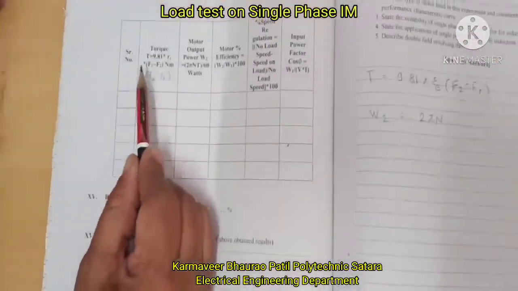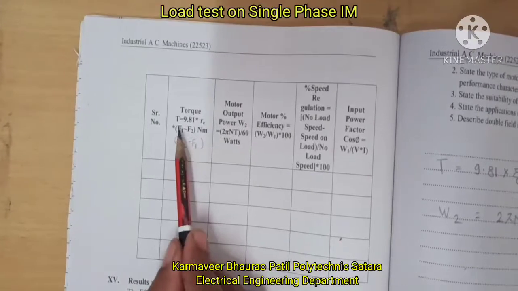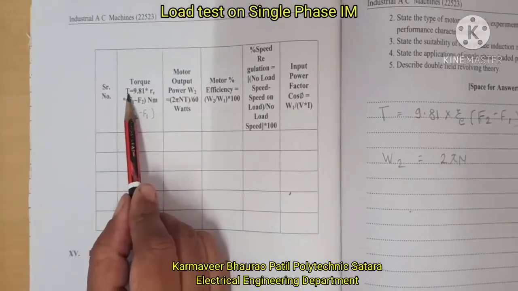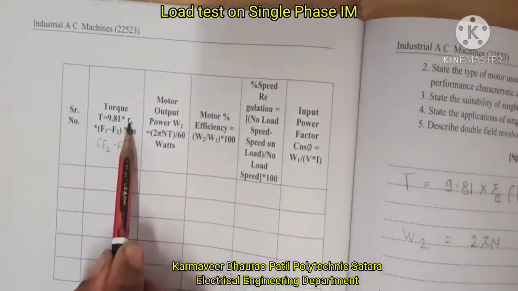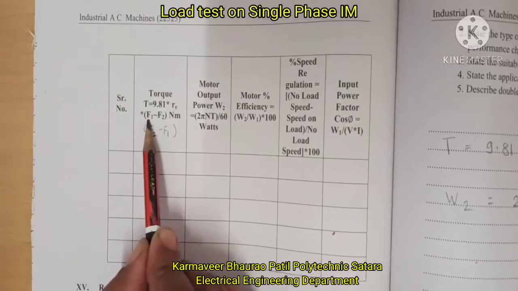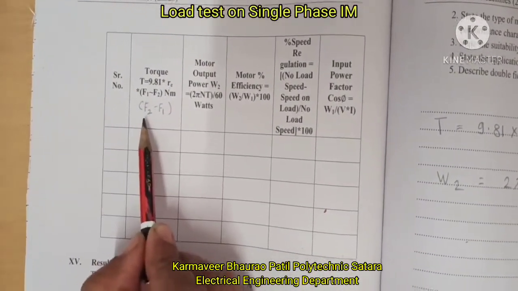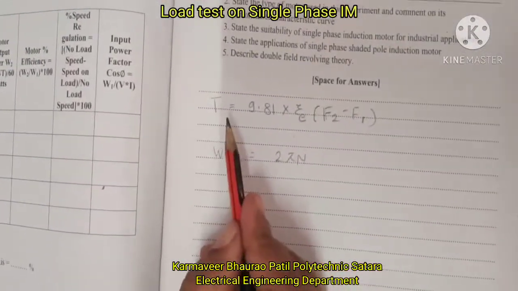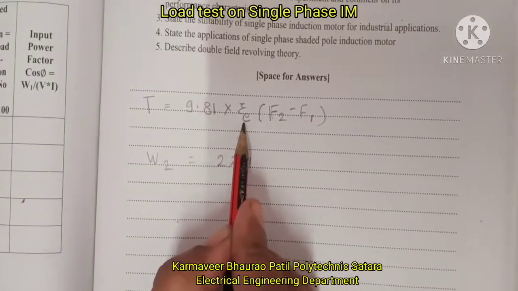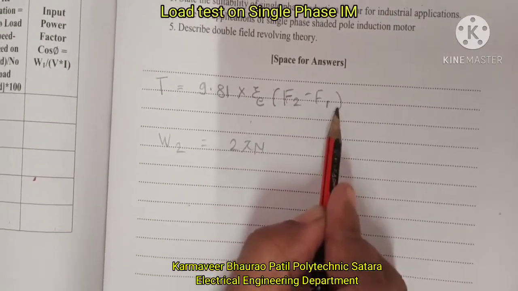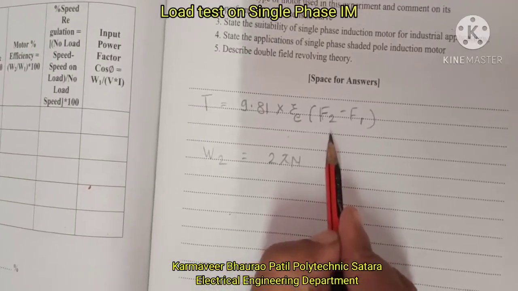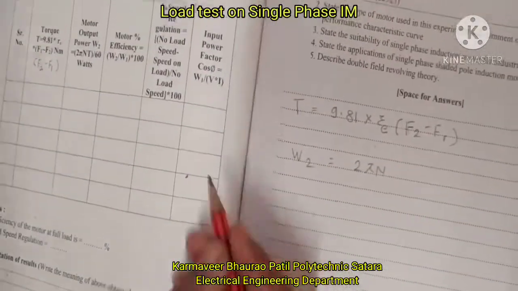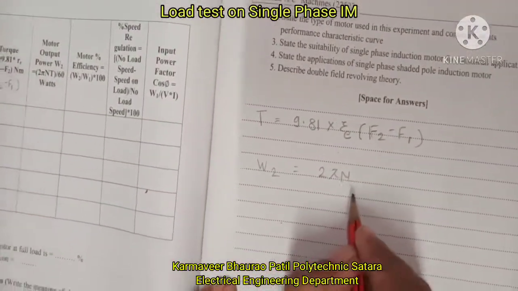First calculation is for torque. So directly the formula is given. You have to put the values in the formula. Torque is equal to 9.81 into effective radius into F1 minus F2. In our case we have said F2 larger than F1, so we'll take the formula T is equal to 9.81 into effective radius multiplied by F2 minus F1. So for the first load you are conducting no load test, so this will be 0, so torque will also be 0.